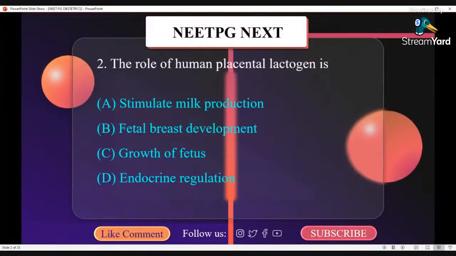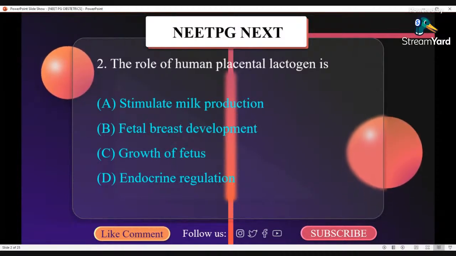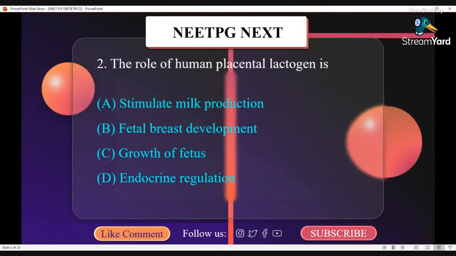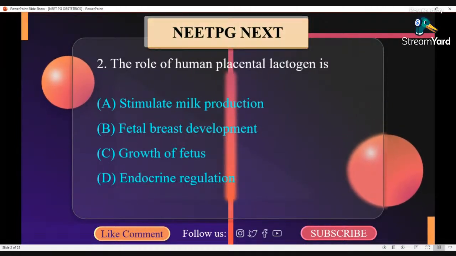The role of human placental lactogen is A. Stimulate milk production, B. Fetal breast development, C. Growth of fetus, and D. Endocrine regulation. It is growth of fetus.